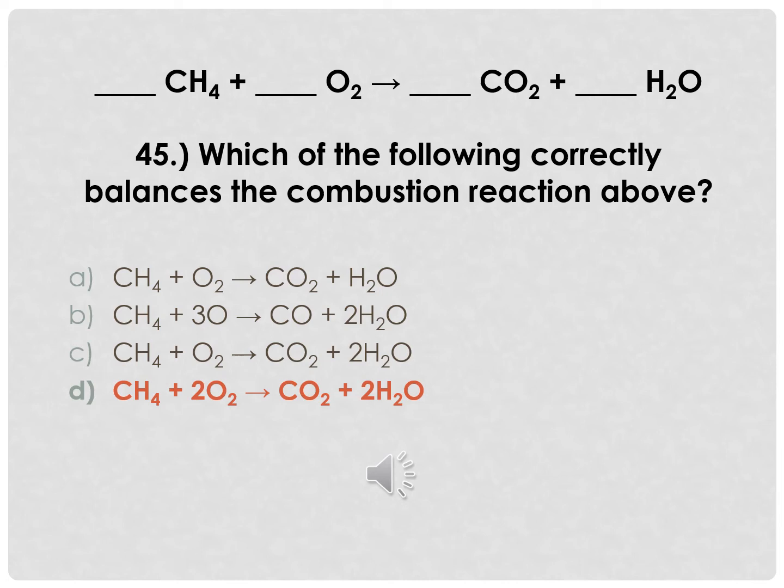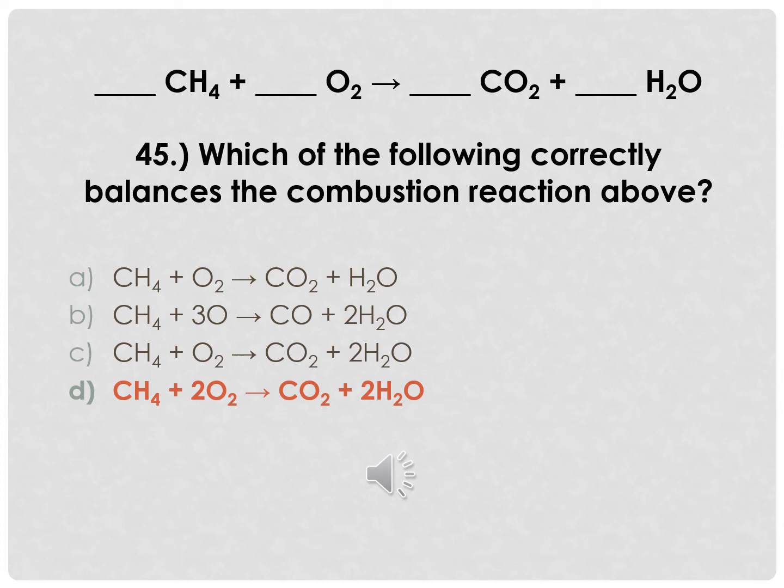Let's look at letter C. C has 1 carbon on the left and 1 carbon on the right. That's correct. It also has 4 hydrogen atoms on the left, and it has 2 times 2, which is 4 hydrogen atoms on the right. And letter C has 2 oxygen atoms on the left, but it has 4 oxygen atoms on the right. So C can't be the correct answer.